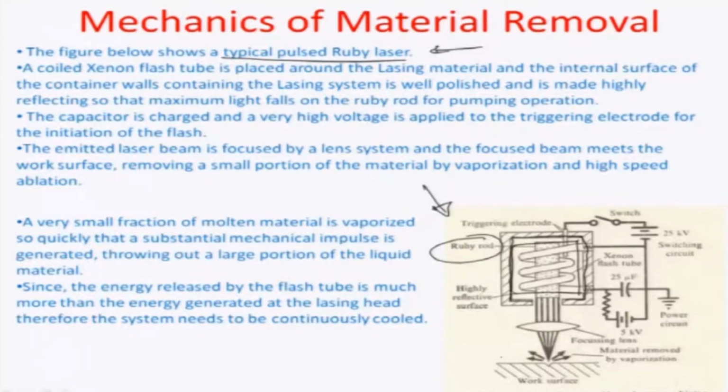So, there are hardly any photon losses either from the xenon flash tube or the ruby laser. The capacitor right here is charged to a very high voltage, and that is applied to the triggering electrode, which leads to the primary excitation in the xenon flash tube. And once the xenon flash tube flashes and sends photons out, it creates a population inversion in the ruby medium.